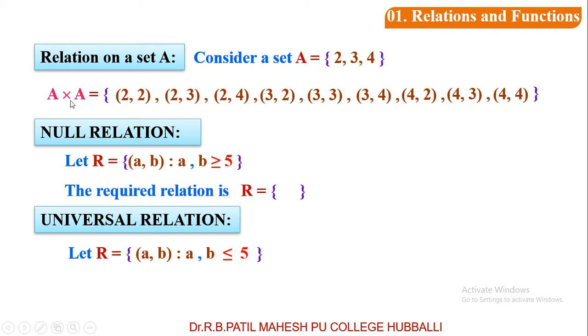Please observe A cross A. Each and every ordered pair having AB means 2, 2, 2, 3 till 4, 4. You can see all the ordered pairs, the numbers are less than 5 only.